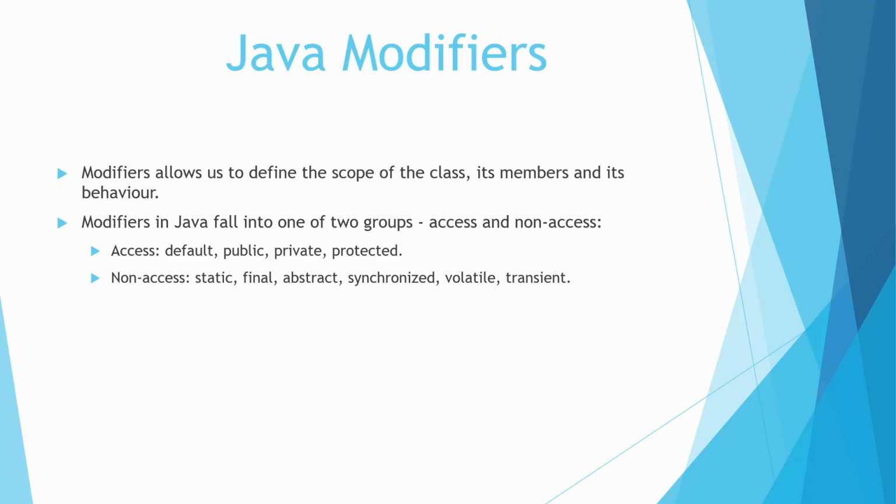Then non-access modifiers, like static. Static is used for creating class methods and variables. Only one copy of the static variable is created regardless of the number of instances of the class. Then comes final. Final is used for finalizing the implementation of classes, methods and variables. The abstract modifier is used for creating abstract classes and methods. Synchronized and volatile modifiers are used when we are using threads, whereas transient is used to specify that we will not be using serialization in our program.